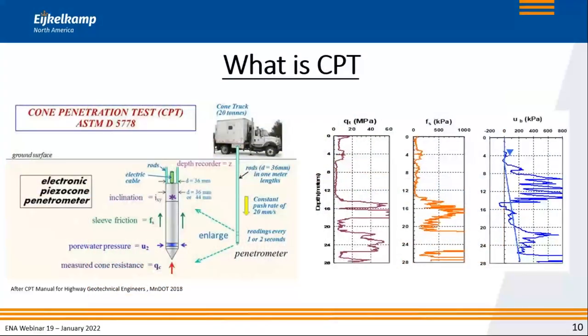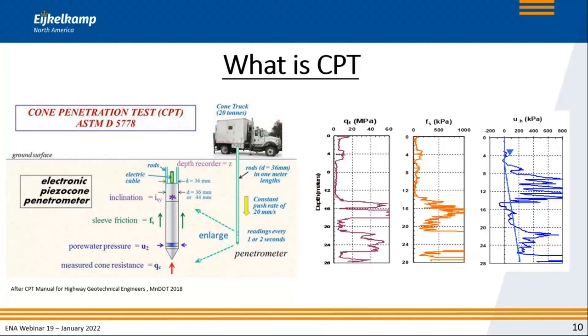But I would be remiss if I did not show you this picture on the left. For those of you that have attended the previous 18, I think I've shown it in every single webinar because it's really the basis of CPT. You come with whether it's a truck or a crawler or any other carrier, you bring your pusher to the job site, you push the cone into the ground at this standard rate of 20 millimeters per second, or 0.8 inches per second. And that cone that you see enlarged there on the left-hand side of your screen measures the tip resistance indicated by the red arrow, the sleeve friction, and then the pore water pressure.